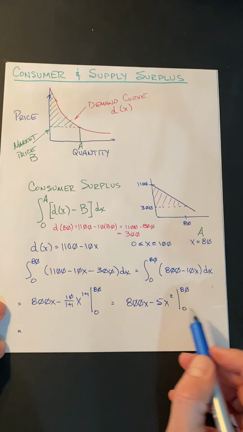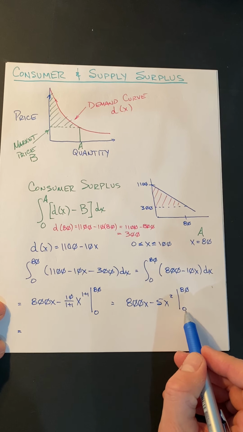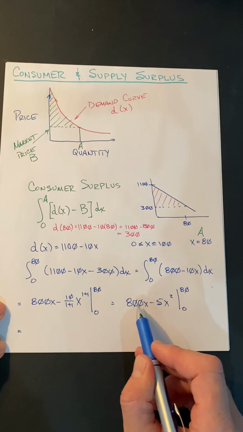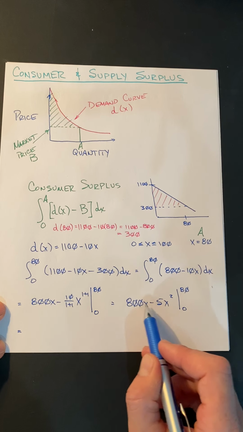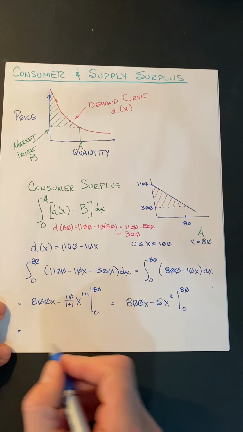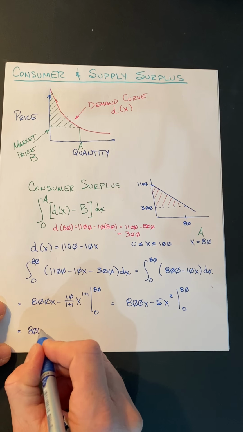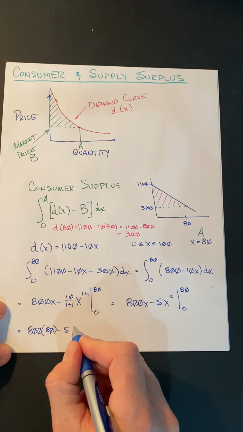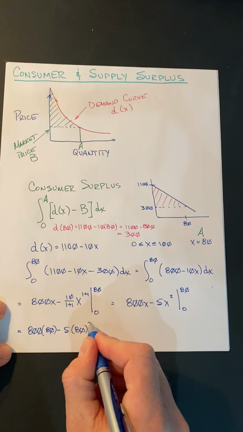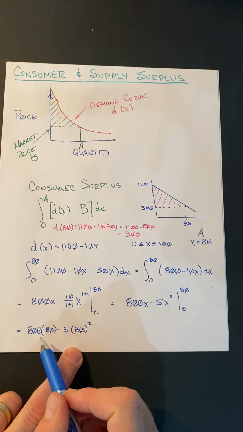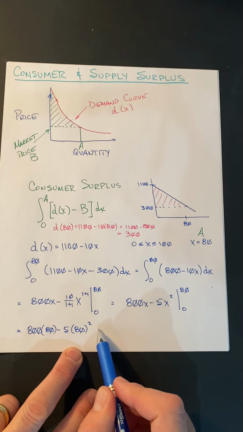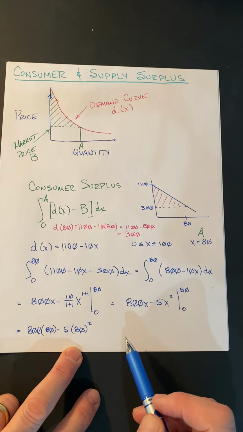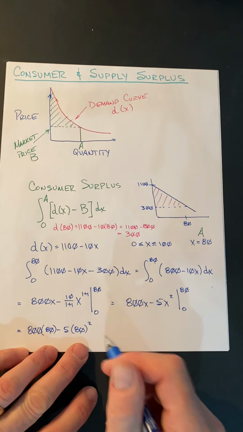Now, if you'll notice, this lower bound is 0, and everything inside of my result has an x. So I'm going to actually be subtracting nothing, right? So I'll have 800 times 80 minus 5 times 80 squared. And again, that's my upper limit. Normally I would have subtracting a value from the lower, but when I plug that in, I see I'm going to get 0. So there's no reason to write any of that down.